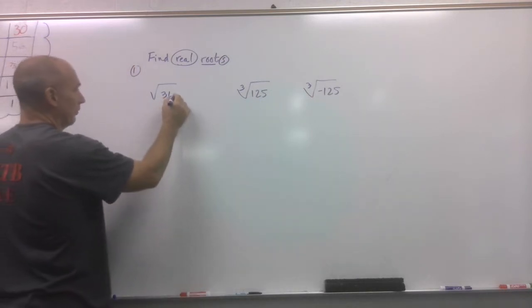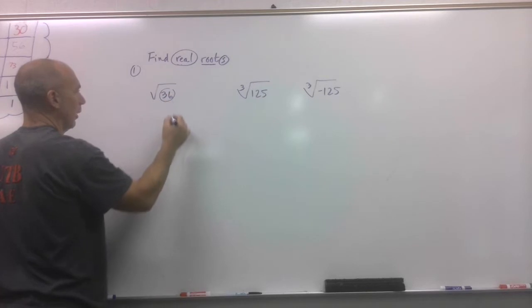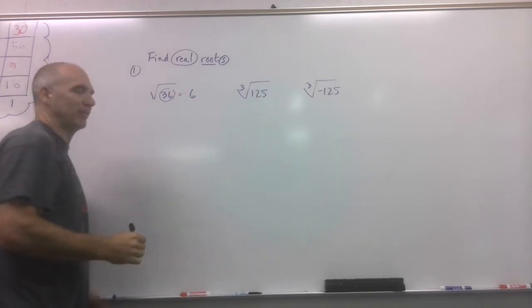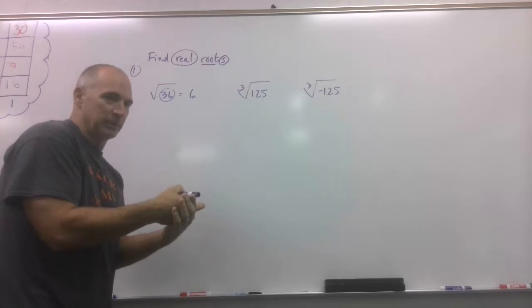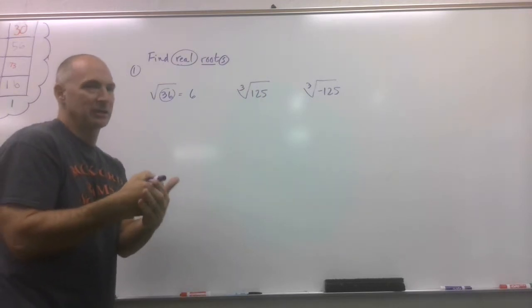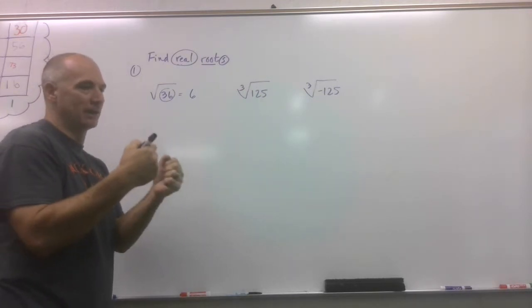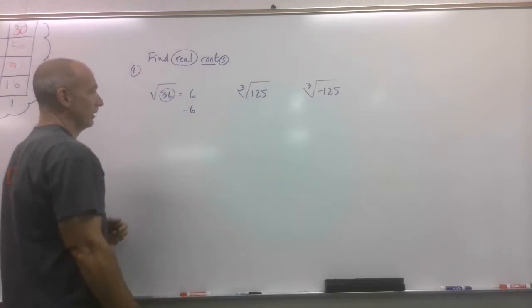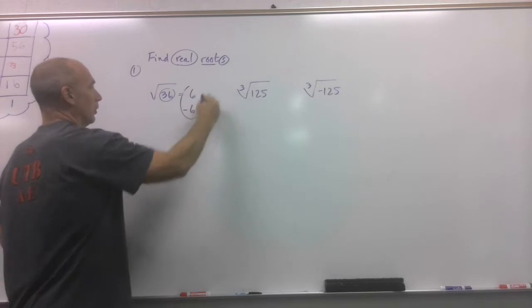Well, the square root of 36, remember that's the area of a square. We're like, what's one side? 6. That's the geometry only answer. Now here comes the algebra part. Is there any other number, if we multiply it by itself, you get positive 36? And the answer is yeah, negative 6. So both of these work.